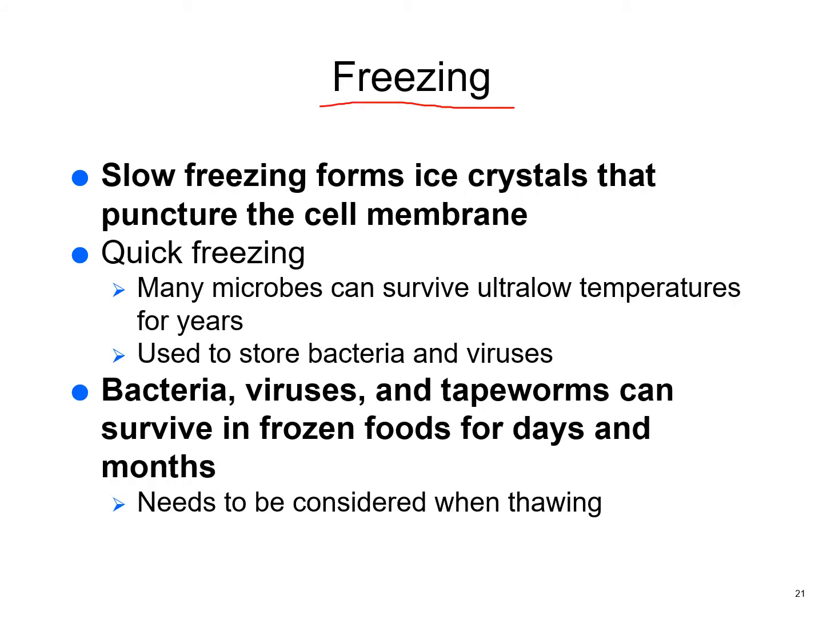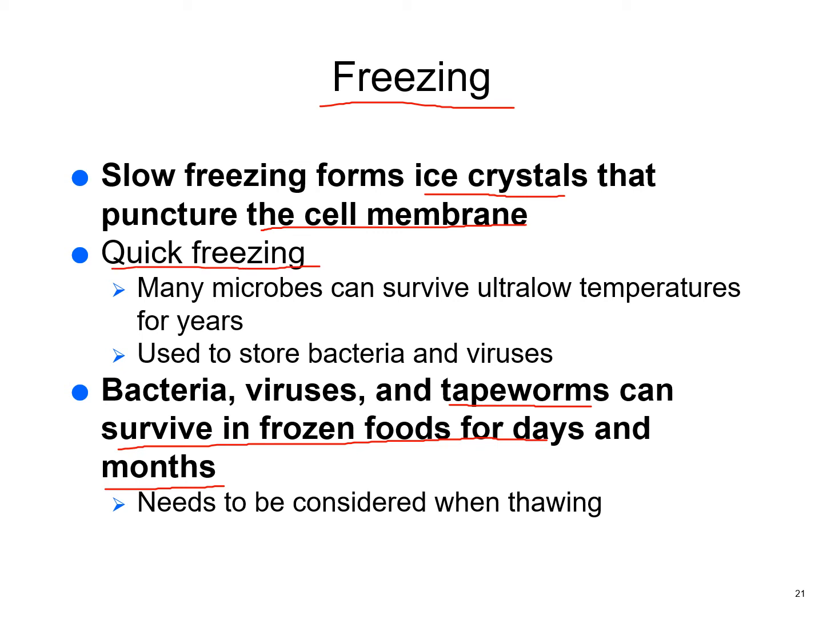Freezing does slow bacterial things from growing, but some bacteria, viruses, and tapeworms, like if you have meat that's contaminated with tapeworm larvae or eggs, they can survive frozen for days and months in the freezer. So you really want to cook this meat after you get it out of the freezer. Slow freezing, you're going to get ice crystals, and that's what happens to your ice cream. We say it gets whiskers growing on it, but it does puncture cell membranes, so it may kill more germs, but it doesn't make your food better.